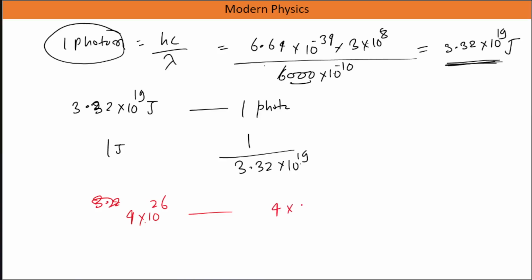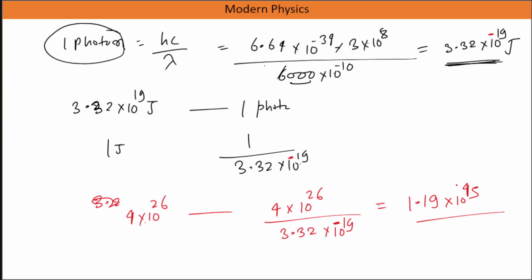So 4 into 10 to the power 26 divided by 3.32 into 10 to the power 90. This will be the answer, right? So this will be approximately equal to how much? 10 to the power minus 19 is this one, right? Sorry, plus 19. This cannot be the energy of one photon. This is minus 19. So if it goes up, it will become 10 to the power 45. So approximately 1.19, or you can say 1 into 10 to the power 45. So 10 to the power 45 number of photons will come out per second out of the sun.